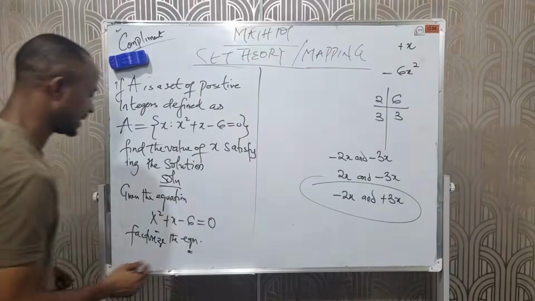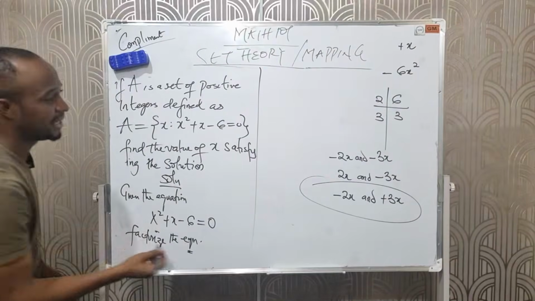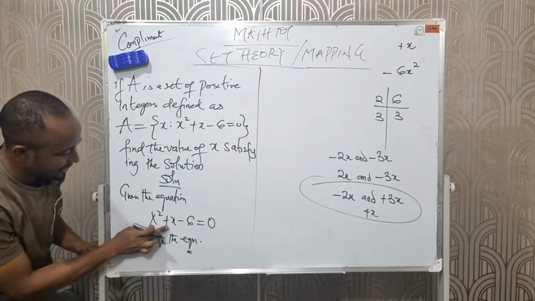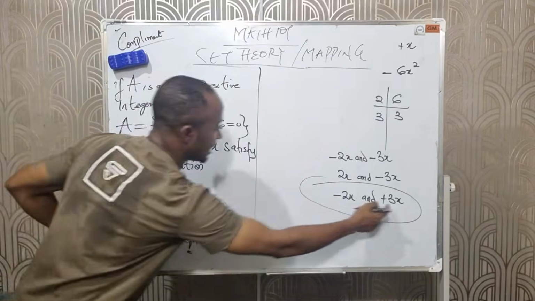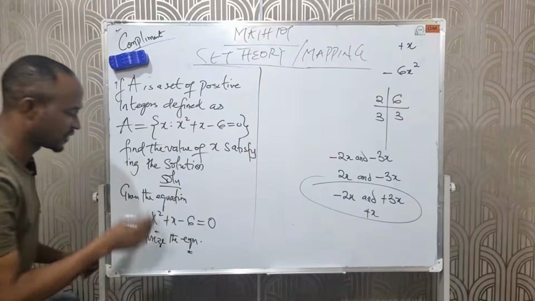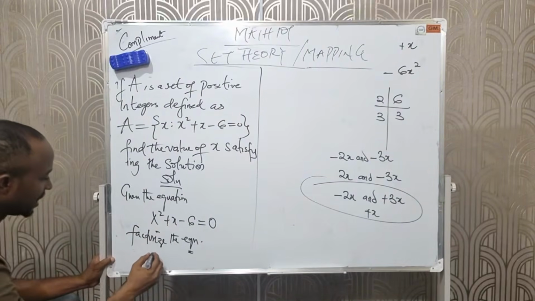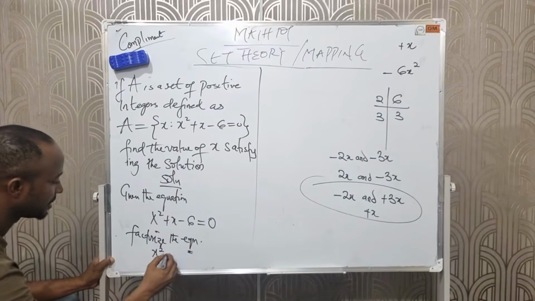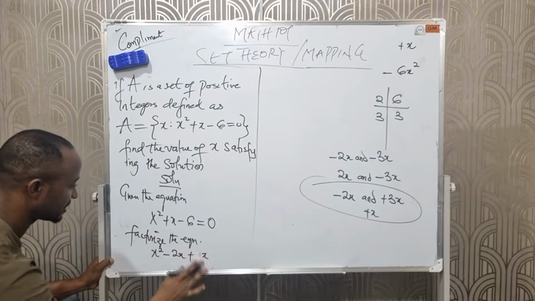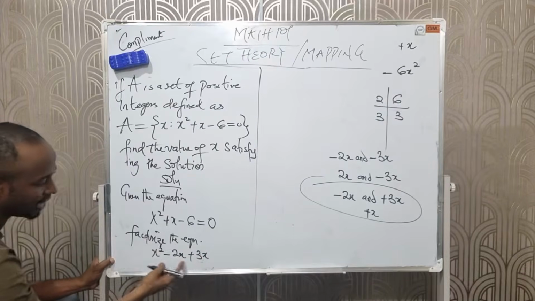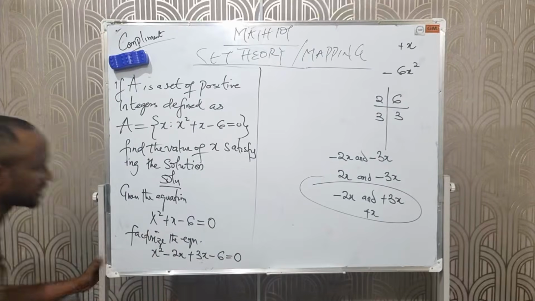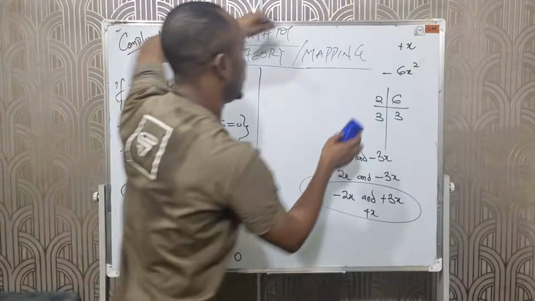So that means that while factorizing, I will replace the middle term with these two numbers. In this expression, I will replace this with minus 2x plus 3x, because minus 2x plus 3x will give us plus x. So here we have x squared minus 2x plus 3x, I've replaced this now with this. The next number here is minus 6, all equals to 0. Now the next step is to evaluate further.